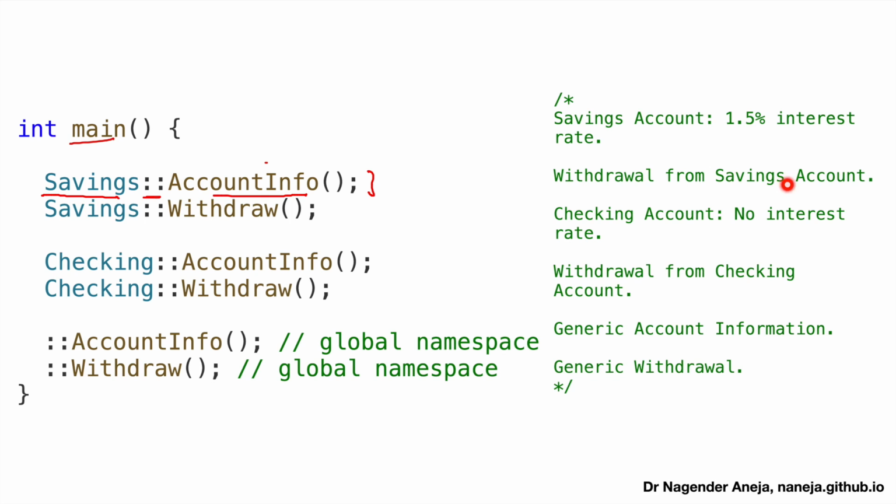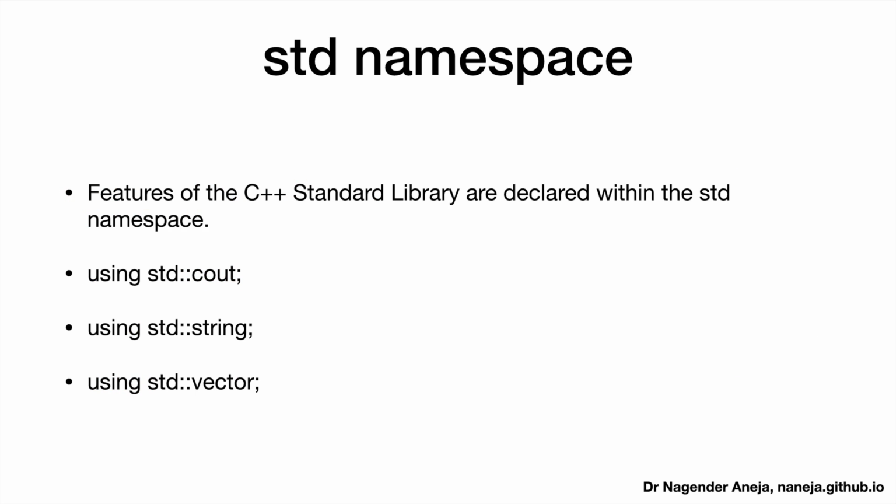a savings account, withdrawal from savings account, checking account no interest rate, and withdrawal from the checking account, and generic account information and generic withdrawal. So this is how you can use the namespaces.